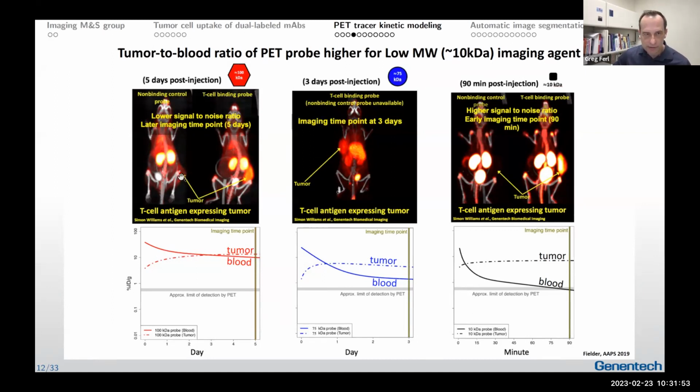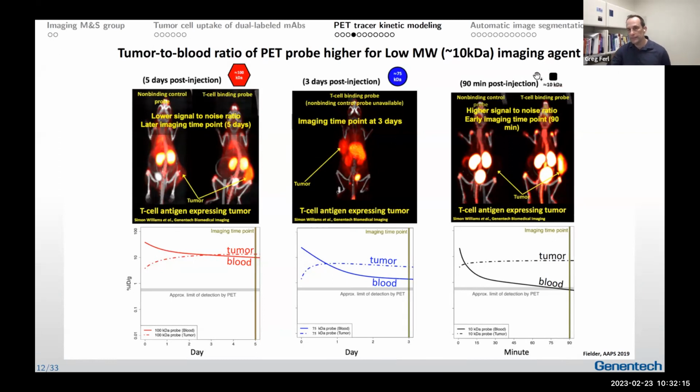In the image here, we have a non-binding control, and you can just barely see the tumor. That's just non-specific distribution at that 5-day time point because your blood concentration is still quite high at 5 days. But for the CD8 binding tracer, you see the tumor light up significantly, of course, since it's binding to CD8 in those tumors.